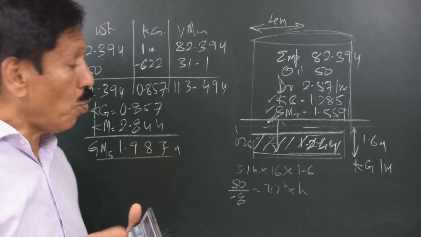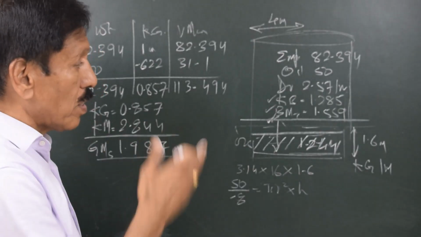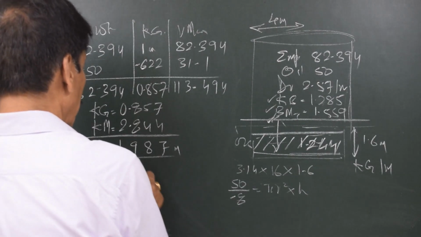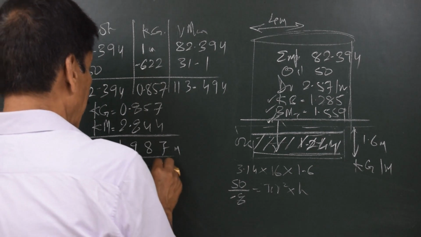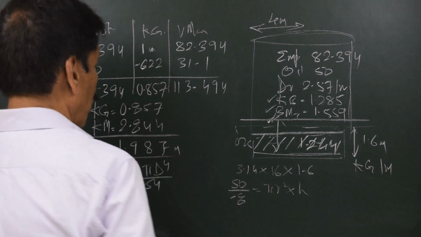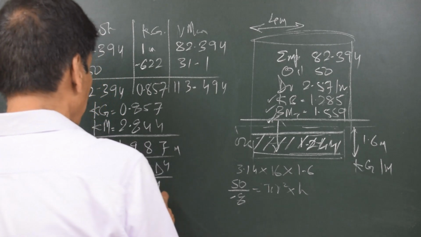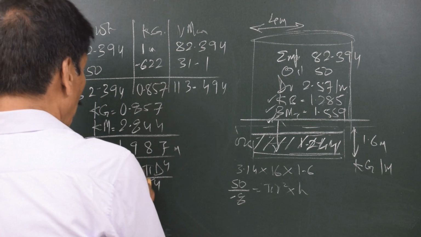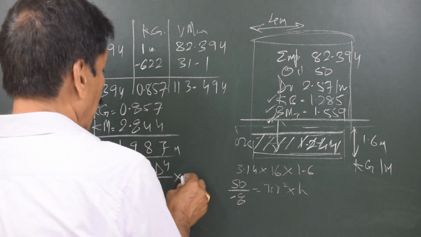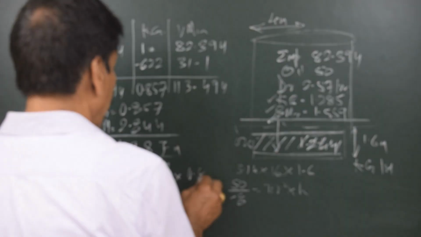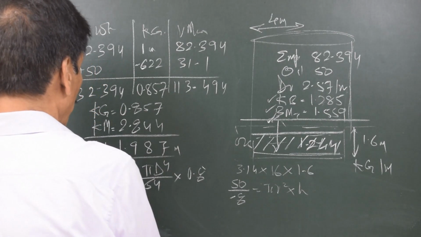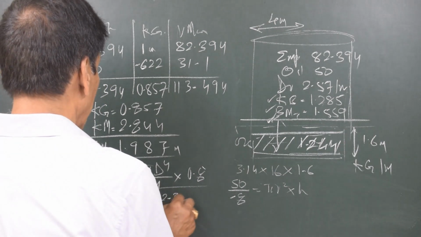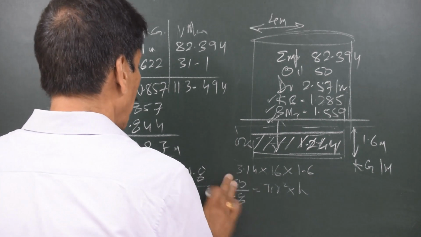Free surface moment is moment of inertia of the free liquid about the centroid axis. That is pi d raised to 4 upon 64. Moment of inertia of liquid would be pi d raised to 4 upon 64, right? And this multiplied by density will give you the free surface moment. So free surface moment is going to be the moment of inertia multiplied by density, that is 0.8, and free surface moment divided by displacement, and displacement is nothing but 132.394, will give you free surface correction.